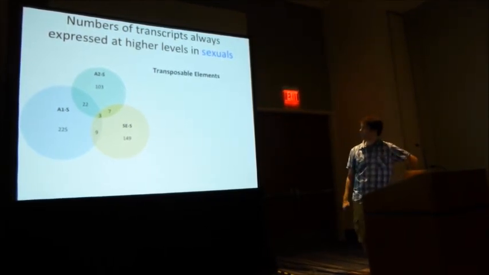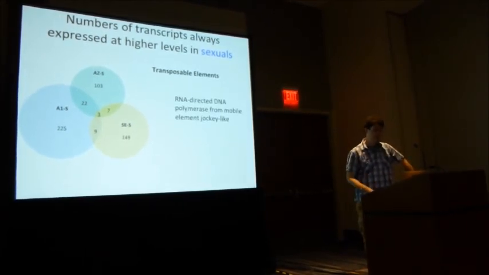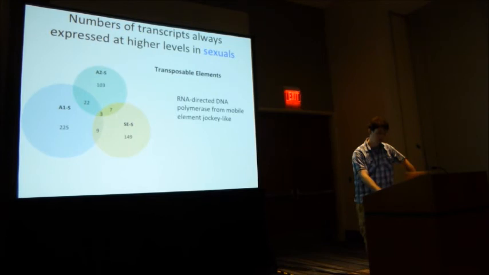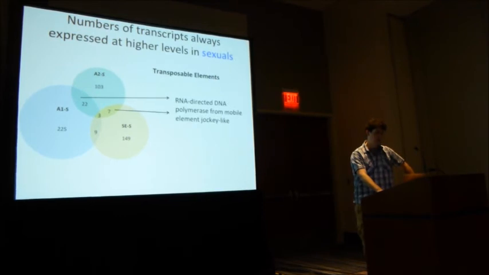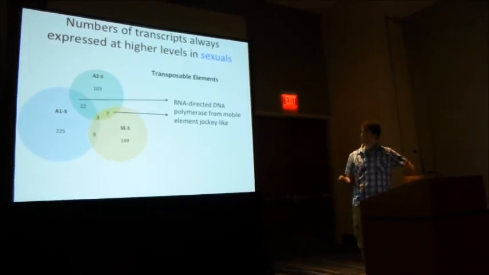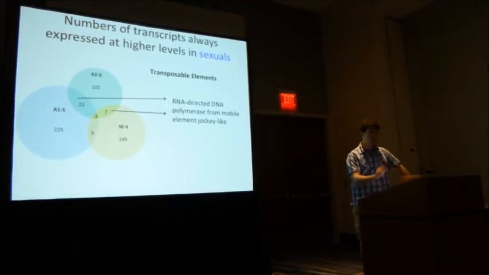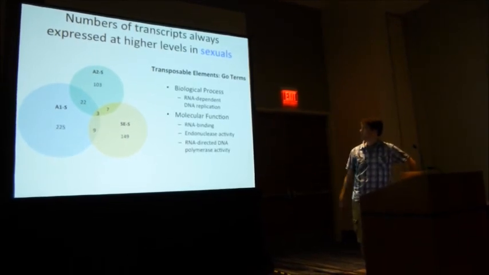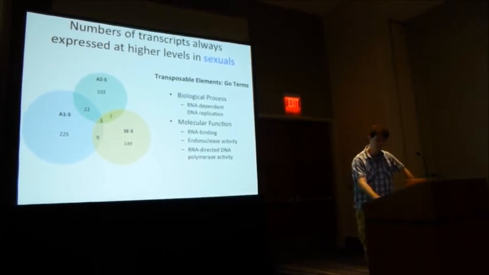Another kind of interesting thing we found was that there were some transposable elements being expressed in these shared sets. So there was an RNA-directed polymerase from the mobile element jockey that was shared between the two Alexandrina lineages, as well as the selfie and Alexandrina 2. Now again, we don't know if this is actually part of the maintenance of sex, but it is interesting that we've found transposons being expressed in only sexuals, not asexuals. And the GO terms associated with that transposon, again, are kind of general replication functions.